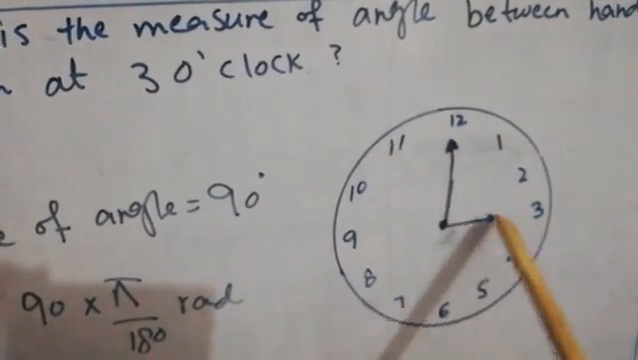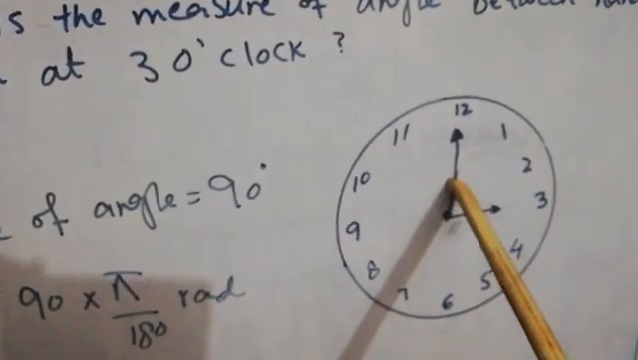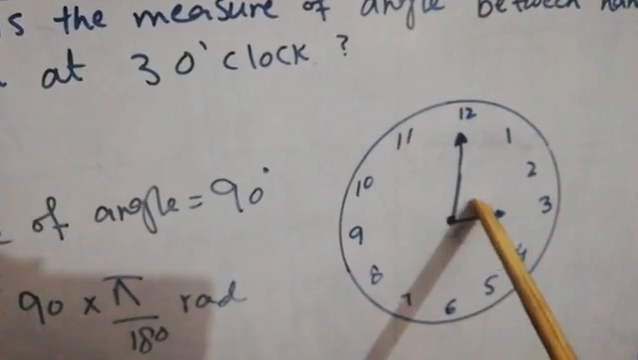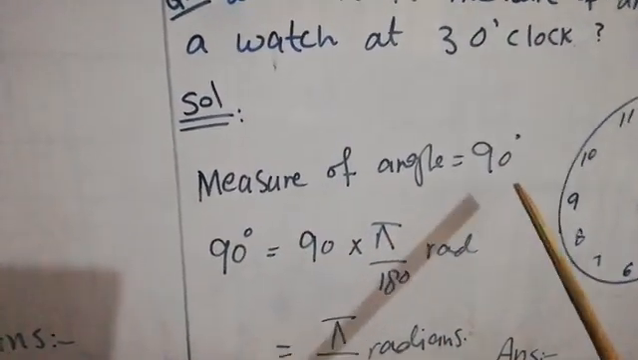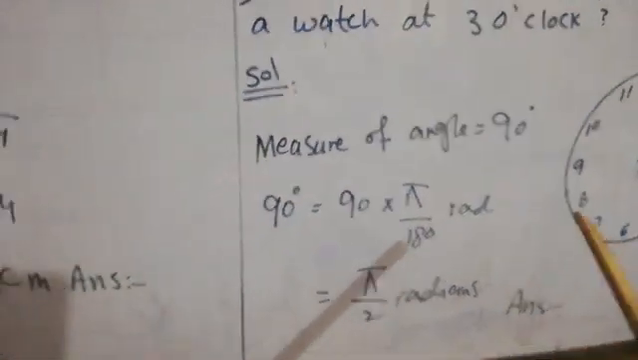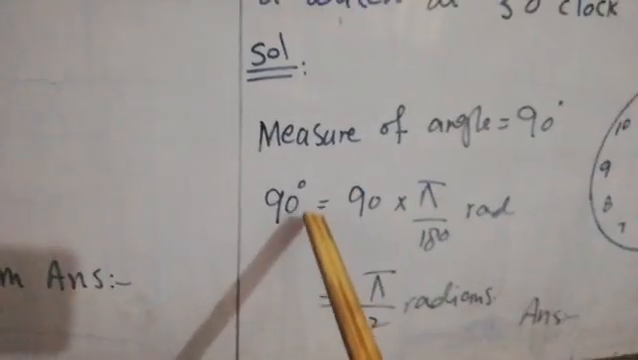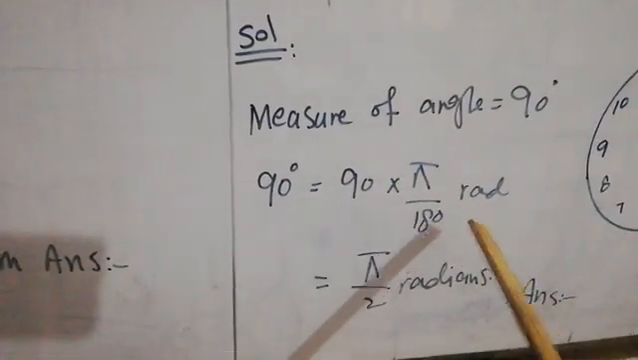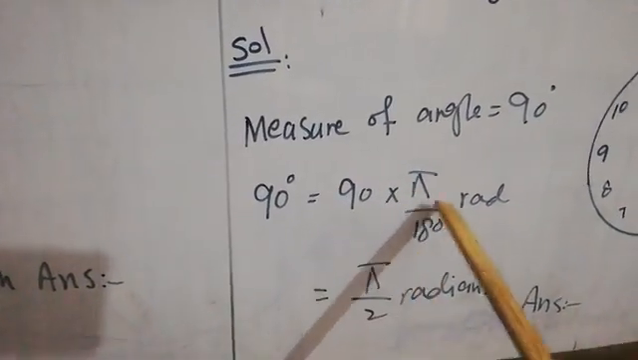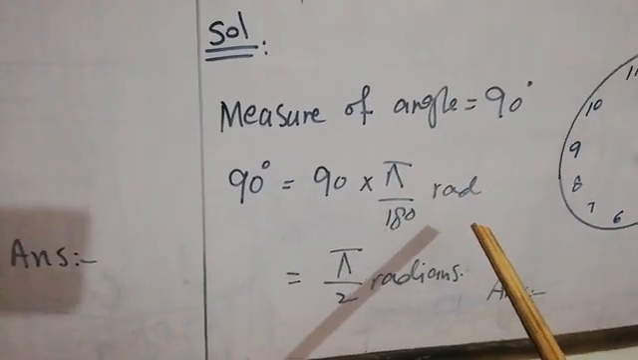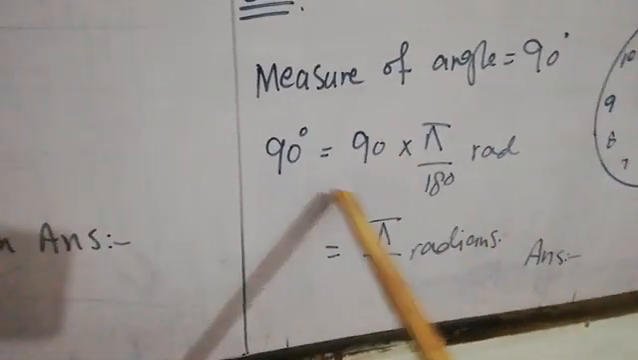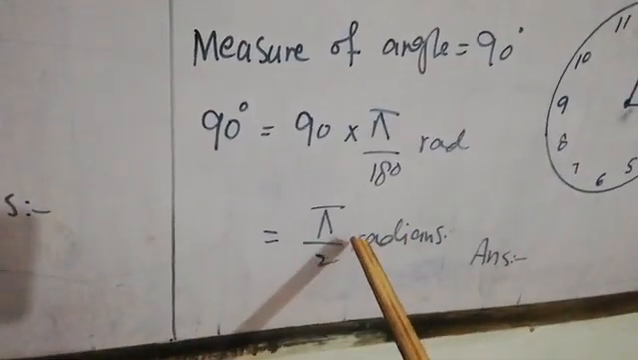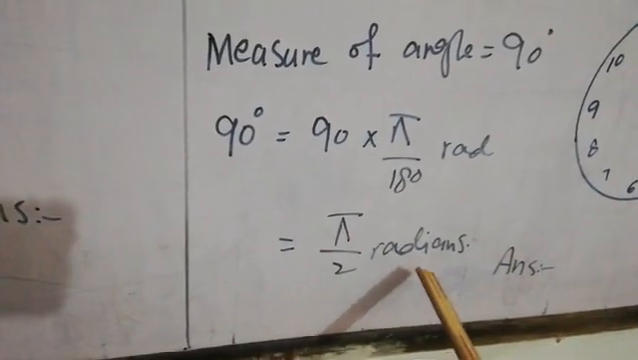You can observe that when the time is 3 o'clock, the angle is 90, perpendicular with each other. Both hands are perpendicular with each other and make an angle of 90. So the measure of the angle is equal to 90 degree, and we will convert this angle into radian. You know that 1 degree equals pi by 180 radian. So 90 degree equals 90 multiplied by pi by 180 radians. When we divide 90 by 180, 90 ones are 90, 90 twos are 180. So the answer is pi by 2 radians.